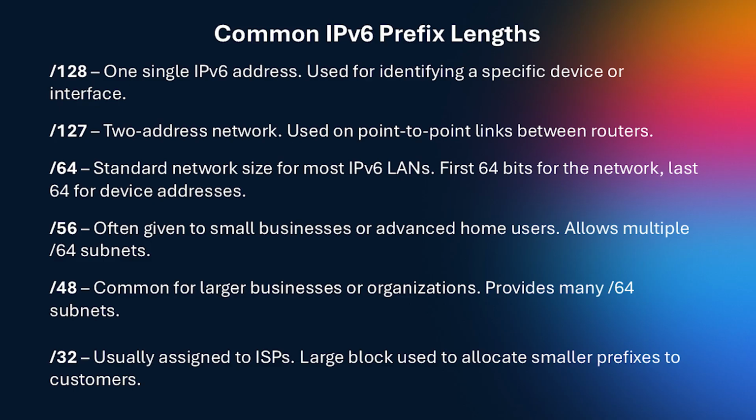Think of it like breaking one big zip code into smaller town zones. Think of /64 as your full city and street are set, and the last part is the unique house number. You can think of /48 as your large district is set, but now you can split it into smaller neighborhoods before assigning house numbers. Here's a brief summary of the common IPv6 prefix lengths you may see.